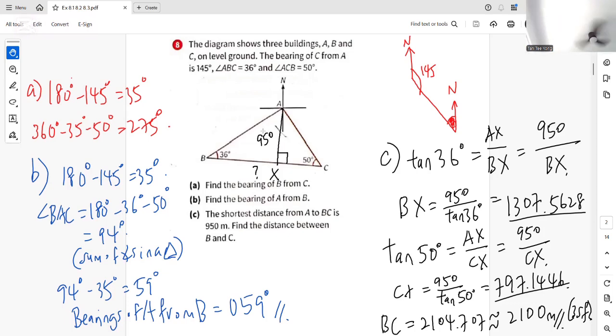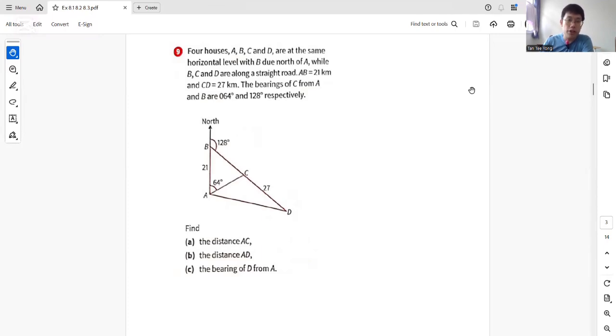Yeah, you can actually do it with sine rule or cosine rule, so it's actually up to you. All right, so this is it for question 8. Okay, let's go through question 9 together.